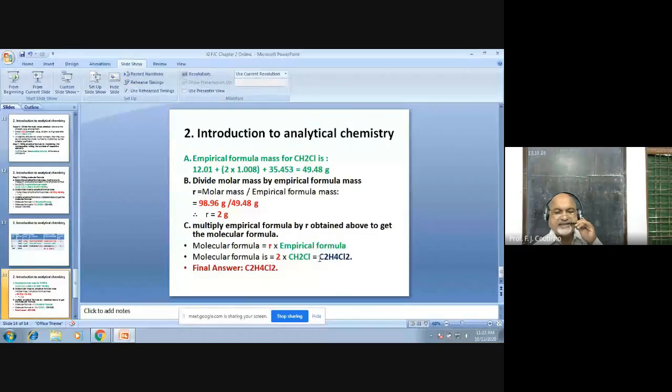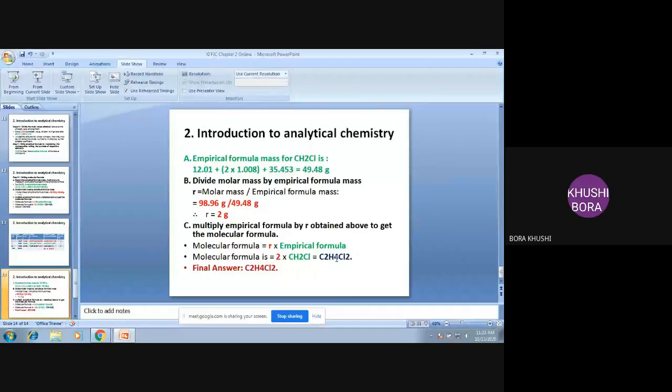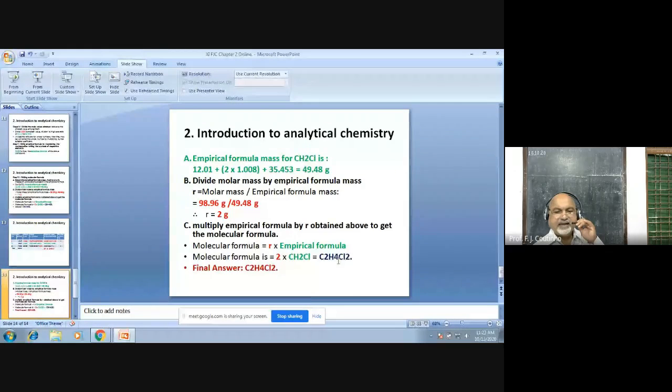To cross check this answer, look here, my dear children, I will find out the molecular formula weight for this. How many carbons are there? 2. So 12 into 2 is 24, right? How many hydrogens are there? 4. So 24 plus 4 is 28. And how many chlorines are there? 2. So 35.453 into 2.